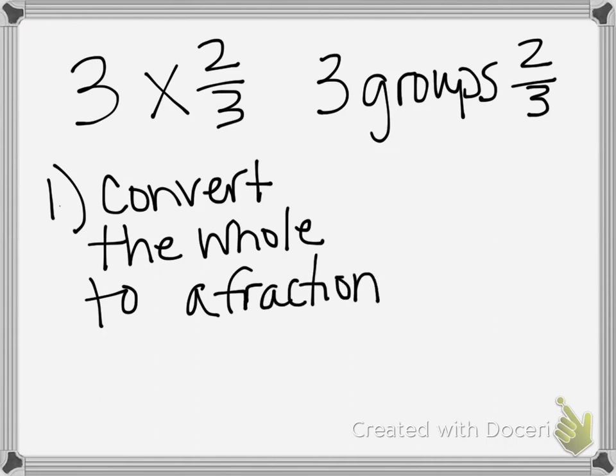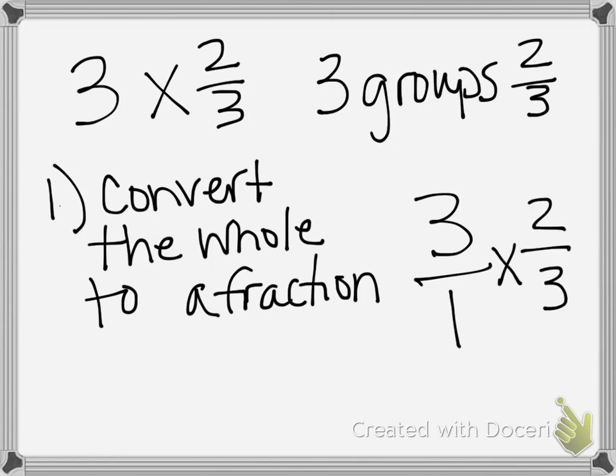So if we want to change 3 to a fraction, all we have to do is put it over 1. We're saying that it takes 1 whole to make a whole, and we have 3. Therefore, we have 3 wholes. Okay, so 3 over 1 is not changing the value that we have 3 wholes. Now we're going to still multiply that by 2/3. Okay, let's go to step number 2.